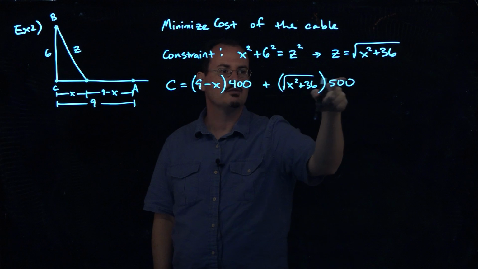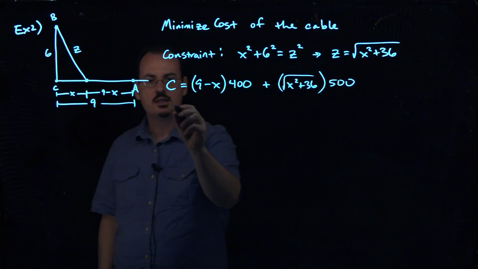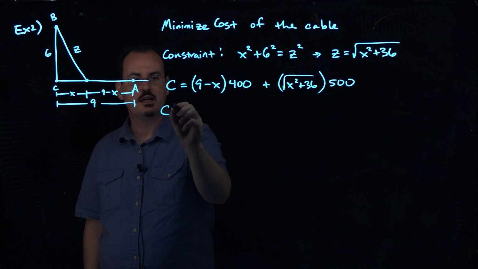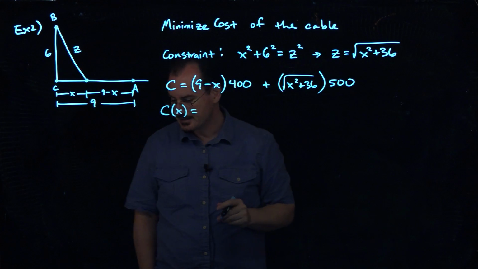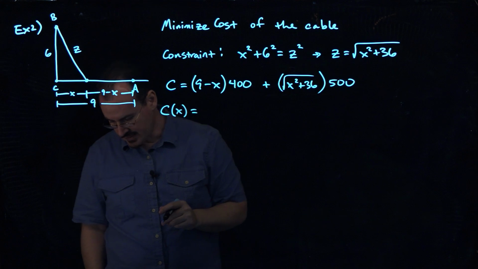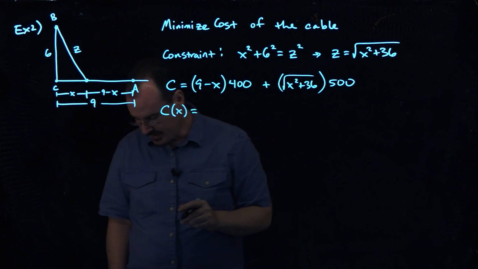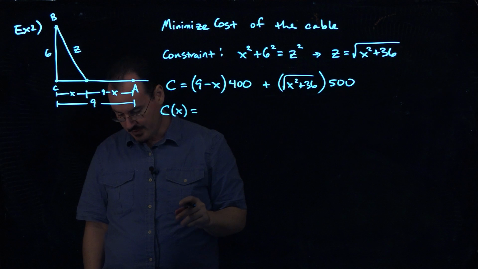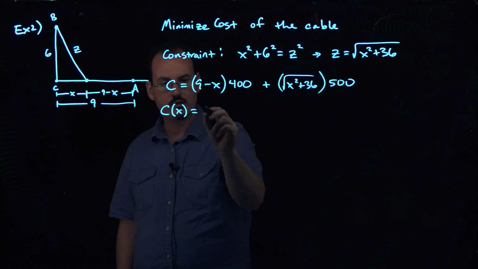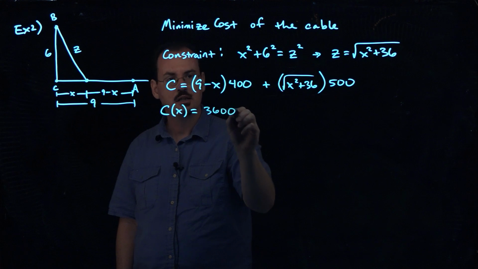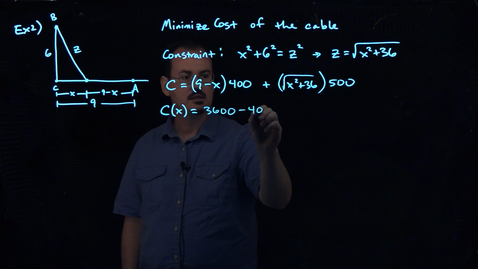This is the total cost for the water part. So in fact, we can now even call this C as a function of x, C of x. It's not C times x, that's C of x. And then let's go ahead and simplify this a little bit. If we distribute that 400, we're going to get 3600 minus 400x.